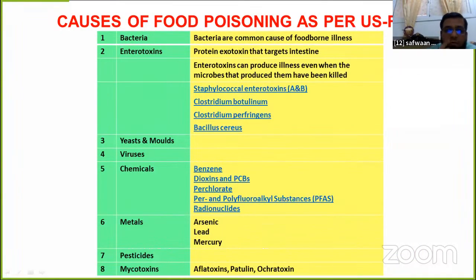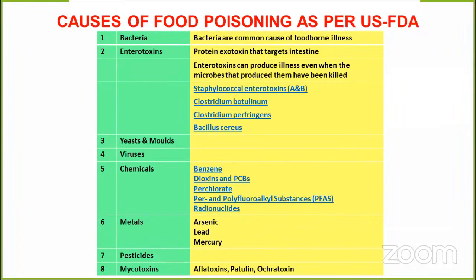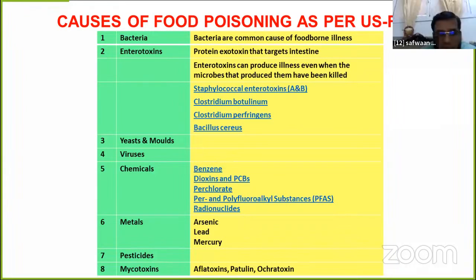Causes of food poisoning as per the US FDA. The US FDA has classified 8 causes of food poisoning. Number 1 is bacteria. These are a very common cause of foodborne illness. Number 2, enterotoxins. These are protein exotoxins that target our intestine. Enterotoxins can produce illness even when the microbes that produce them have been killed. This is very important because sometimes we feel that cooking of the food is enough, but there are some enterotoxins which are heat stable. So that's why it is very important to test for enterotoxins in the food.